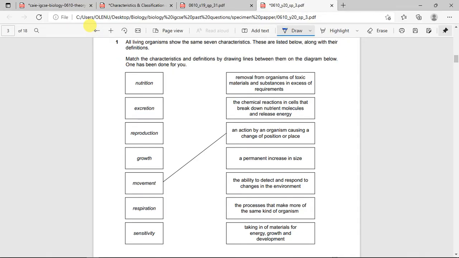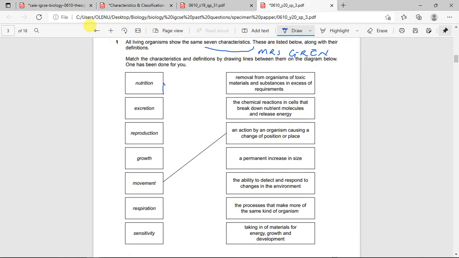All living organisms show the 7 characteristics, and remember the 7 characteristics of life processes. If you remember the word Mrs Gren, you should be able to remember that. These are listed below along with their definitions. Match the characteristics and definitions by drawing lines, and one has been done for you. So what's nutrition? Nutrition has to do with taking in of material for energy, growth, and development.